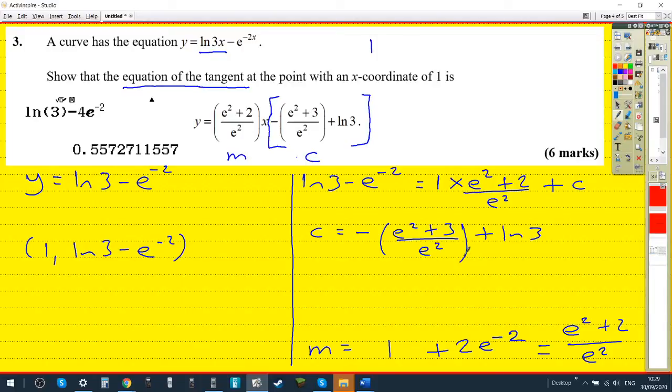And how do you get the final mark? Do I just write all of that? Do I just then finally do y equals e squared plus 2 over e squared, etc.? Yeah, and don't forget the therefore or something like that. So y equals, and then that whole thing.